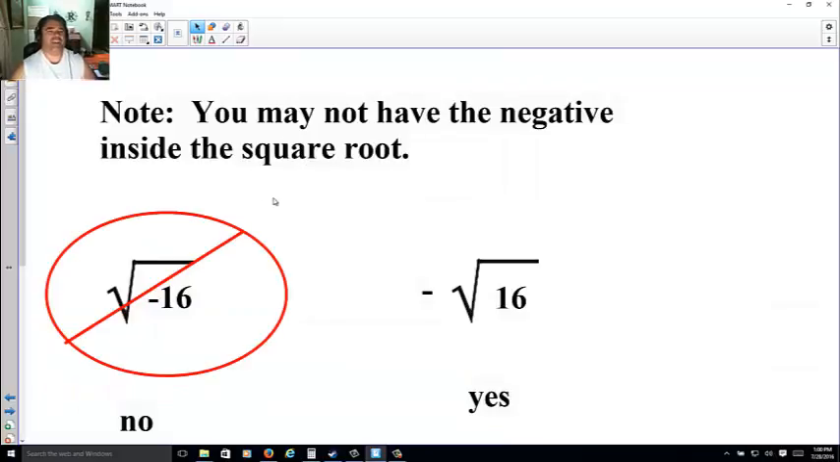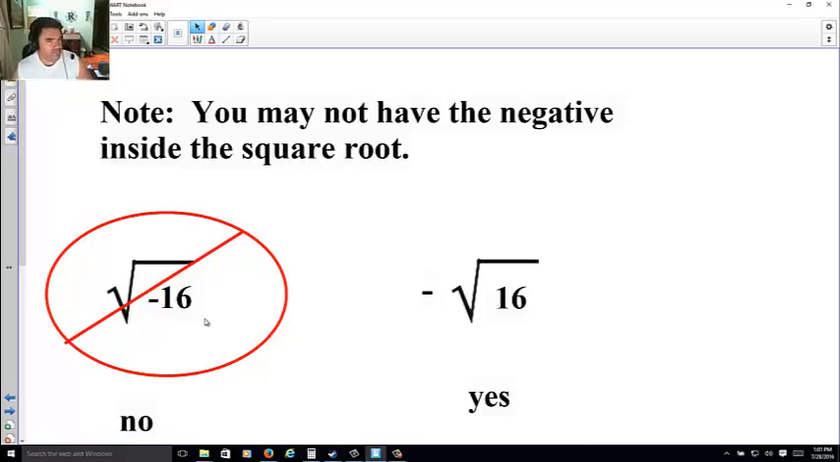Remember that you have to have the negative on the outside. You cannot have it on the inside, because no number multiplied by itself is going to make -16. You would say, well, what about 4 and -4? Yeah, but those aren't the two same numbers. 4 and -4 are different numbers. If you have two -4s, it's going to make a positive 16.